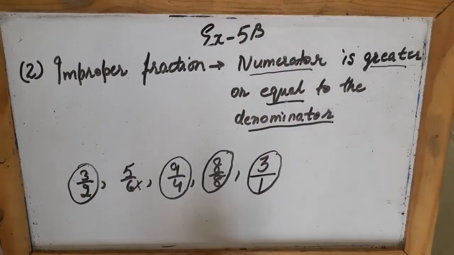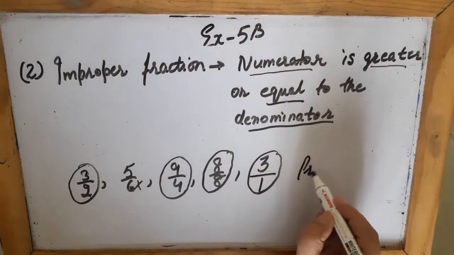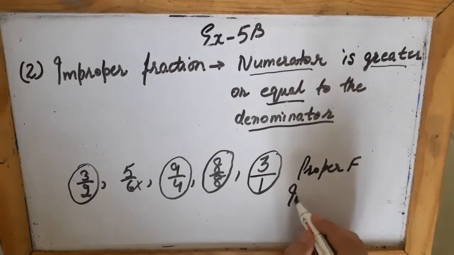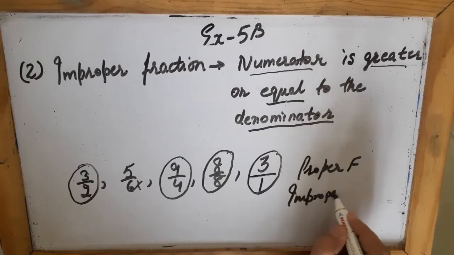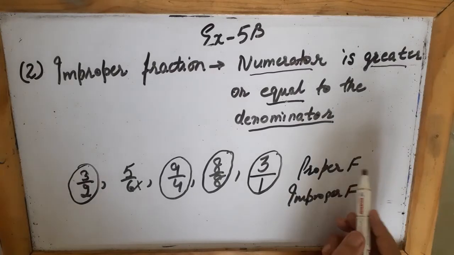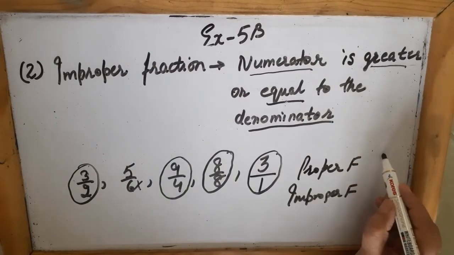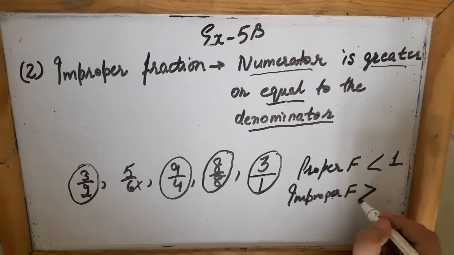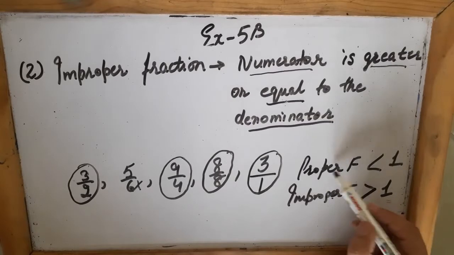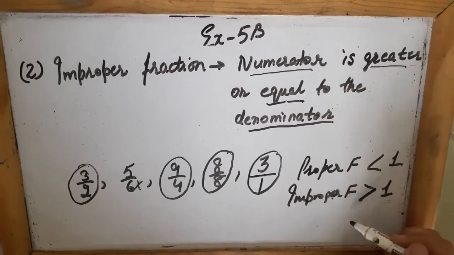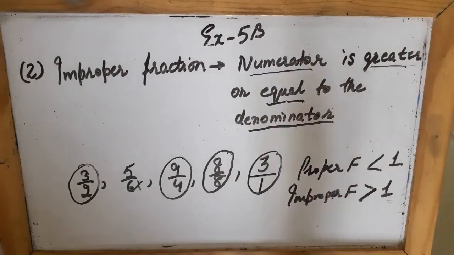Now one thing you have to keep in mind, children, that you have studied proper fractions and improper fractions, and I told you what fractions are. Fractions represent numbers less than 1. So proper fractions are always less than 1, but improper fractions are more than 1. So proper fractions are less than 1 and improper fractions are more than 1.